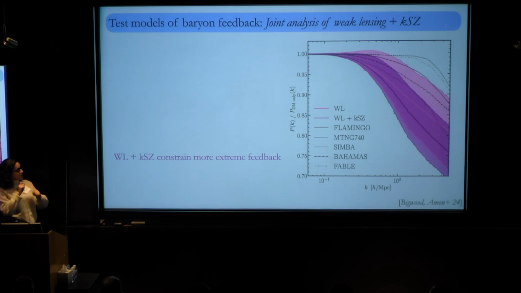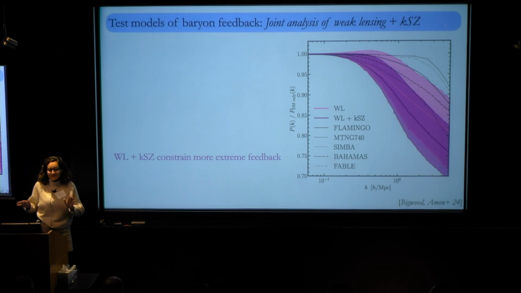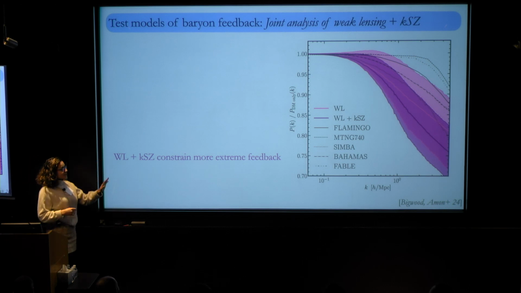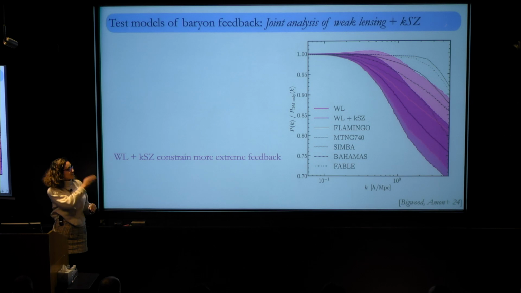Now we turned the question around and said, OK, we have this weak lensing and KSZ data. Let's not use it for cosmology, but let's look at what the astrophysical parameter constraints are telling us about feedback. So here I'm showing the data constraints on the suppression of power due to baryon feedback. So now we can compare to the predictions that come from the hydro simulations.